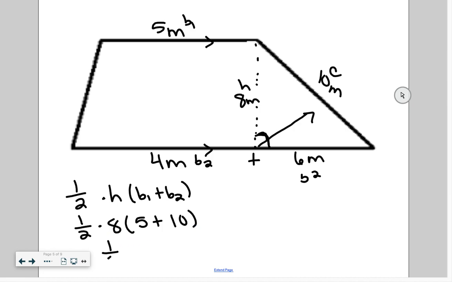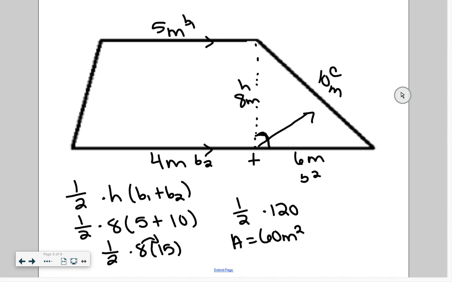Add what's in your parentheses first. So 1/2 times 8 times 15. Now we distribute our 8. 1/2 times 120. Half of 120 is 60. And because we're dealing with area, guys, we cannot forget our units. So 60 meters squared is the area of this trapezoid.